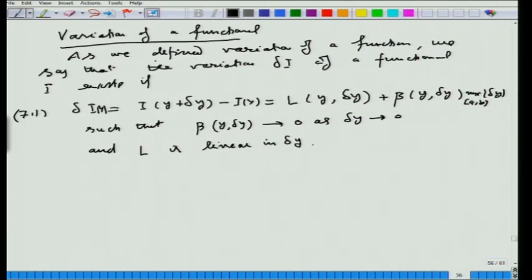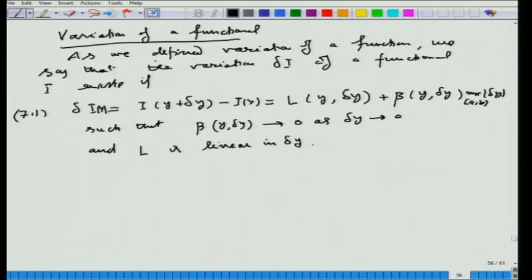We say that the variation of functional I exists if and only if 7.1 holds, that is, the difference I(y plus delta y) minus I(y) has the form that there is a linear part in the increment, that is L(y, delta y), which is linear in delta y, plus the term beta(y, delta y) times the maximum of the absolute value of delta y. This maximum is taken over the interval where the functional I is defined. So, we say that this variation exists if and only if 7.1 holds.